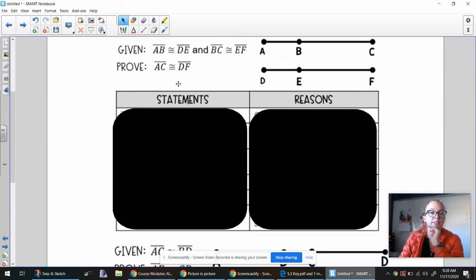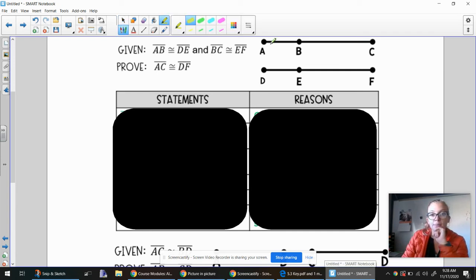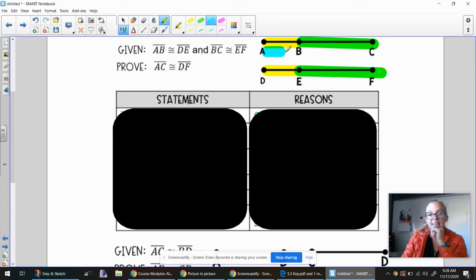Here's the first proof we're going to do. AB is congruent to DE. BC is congruent to EF. We want to prove that AC is congruent to DF.